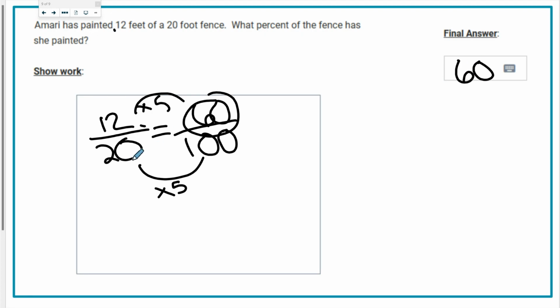Again, we painted 12 out of 20 feet. We want to go to a percent, which is out of 100. To go from 20 feet to 100, we multiply by 5, and then 12 times 5 gives us 60.